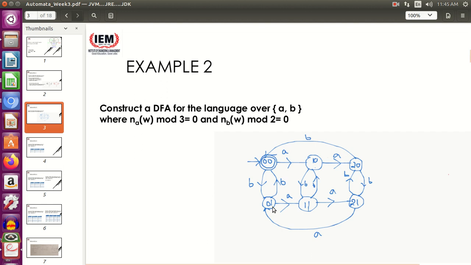Similarly, if you come to this state, see, 0,1. Why 0,1? The first one is for the number of A, the next one is for the number of B. So if you start from the starting state, the number of A is not required, the number of B required is 1. So 0,1. Next is 1,1. So number of A required 1, number of B required 1, counted from the starting state. Similarly, here also the number of A required is 2, and the number of B required is 1. So you can write this for your own understanding.